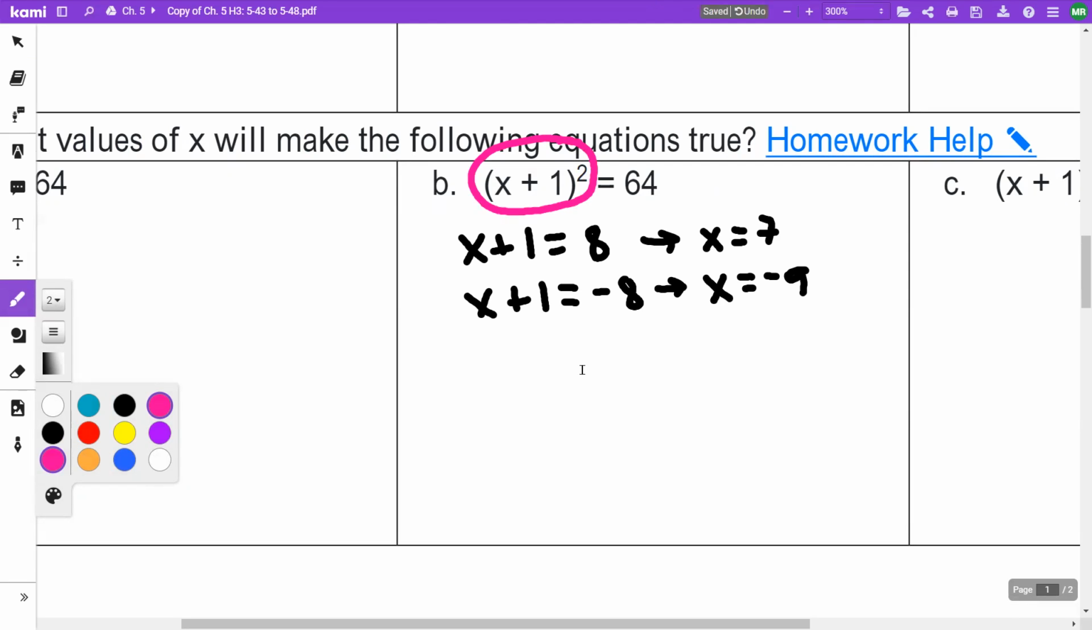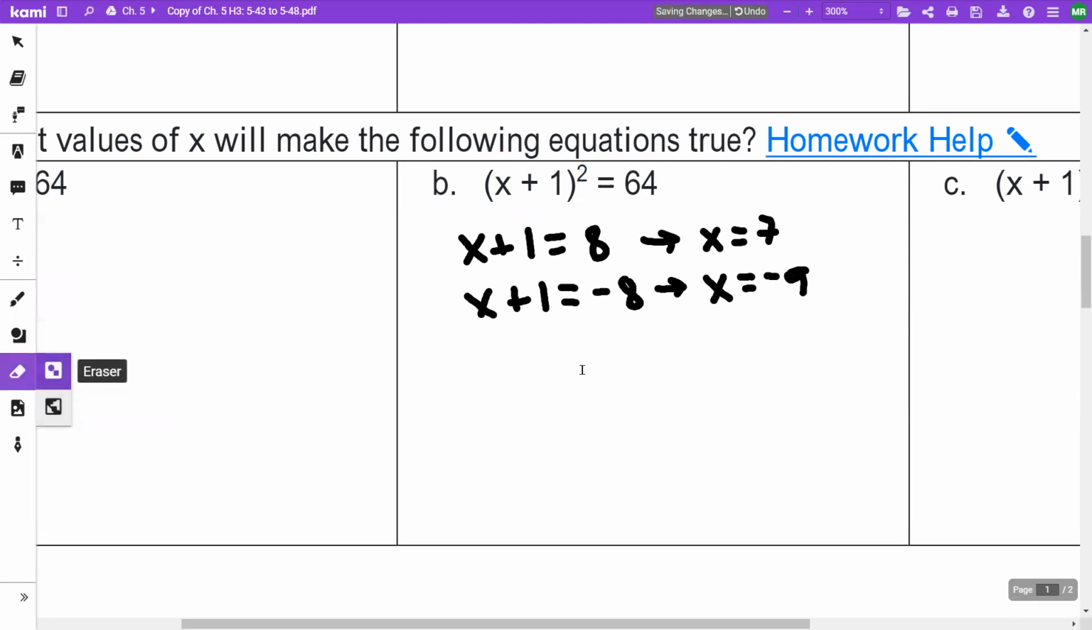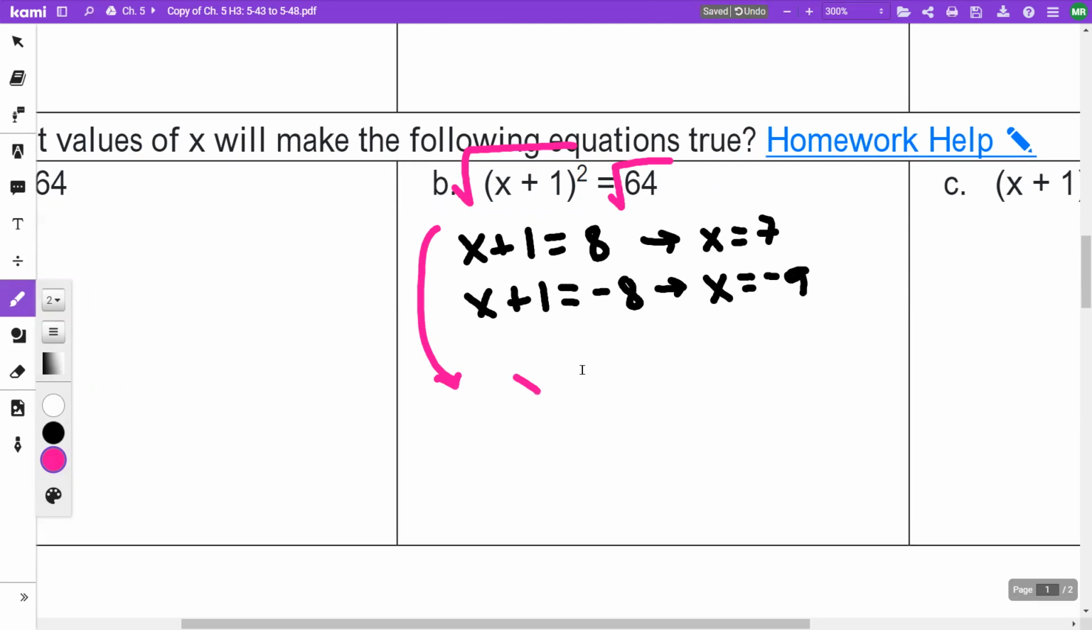The x is being added by a 1, but it's also being squared. So how can I undo that? I'm going to take the square root of this side, and I'm going to take the square root of this side. When I take the square root of the left-hand side, I'm going to get an x plus 1. And when I take the square root of the right-hand side, the square root of 64 is two answers, a positive and a -8. Then I'm going to minus 1 from both sides.